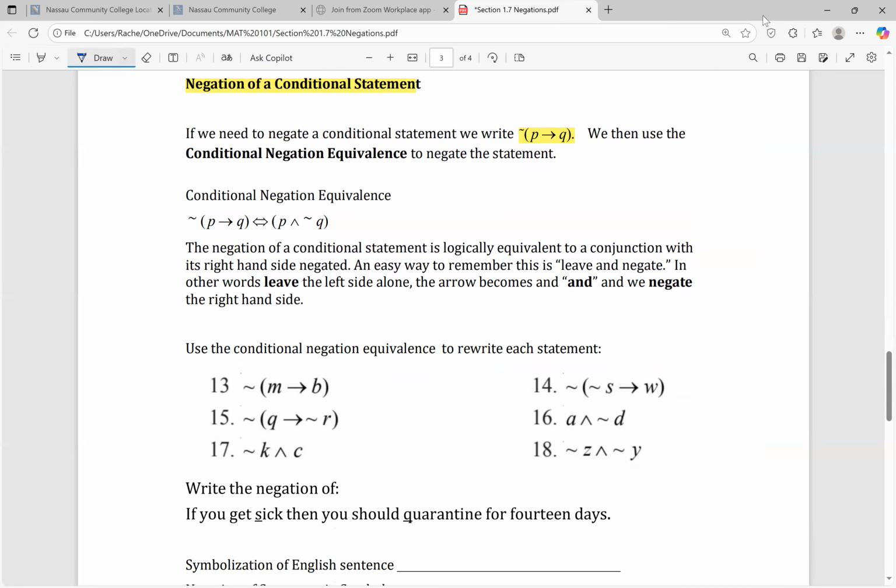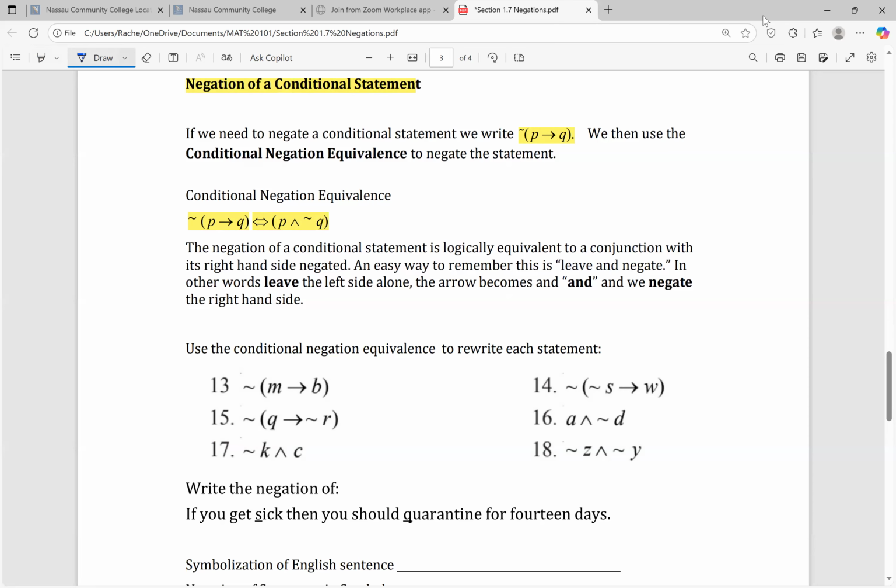So we have what's called the conditional negation equivalence. To negate a conditional would be equivalent to P and not Q. And again, just in the essence of time, I'm not going to write the truth table to show you that, at the end, the columns for these statements are going to have all the same truth values, and it is going to be an equivalence.